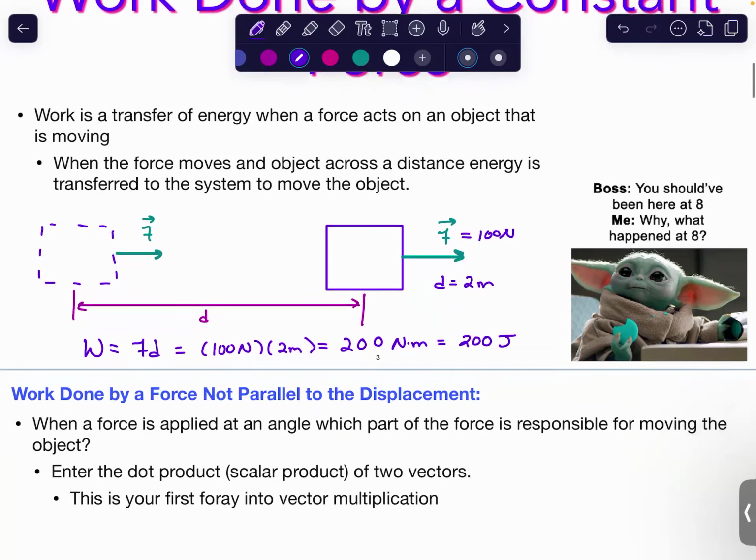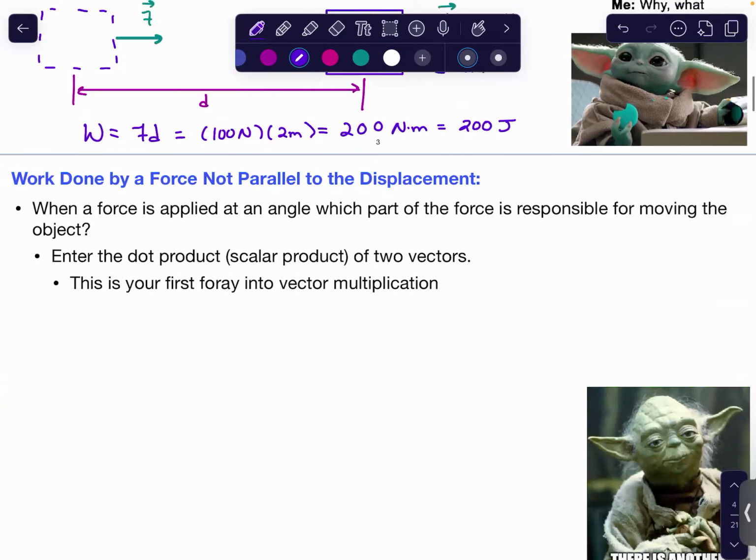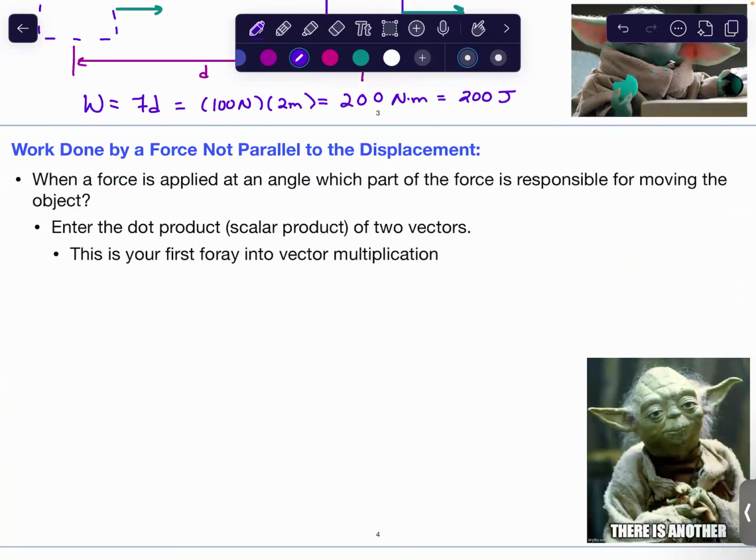But let's talk about work when the force is applied at an angle. So we're going to get a brand new operation for our vectors. We've been doing vector addition. We've been doing vector subtraction. Now you're going to do vector multiplication. And in particular, work is going to be called the dot product or the scalar product.